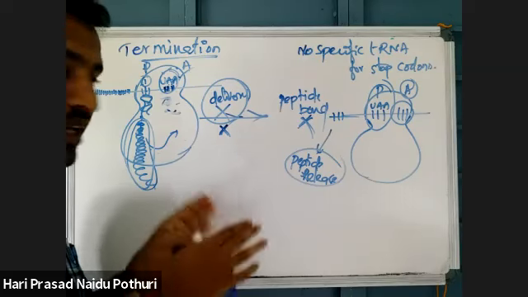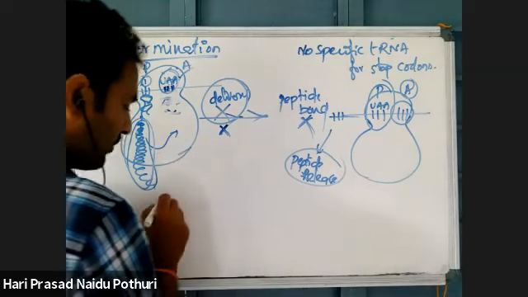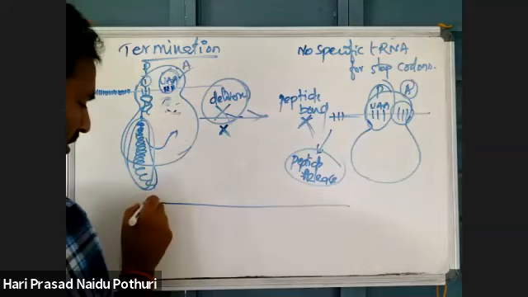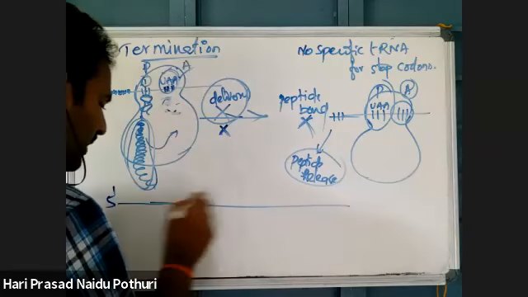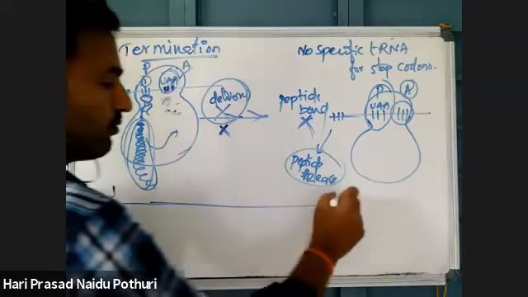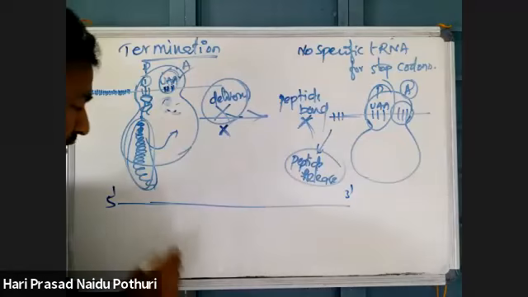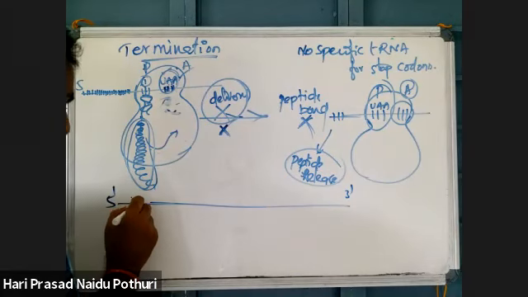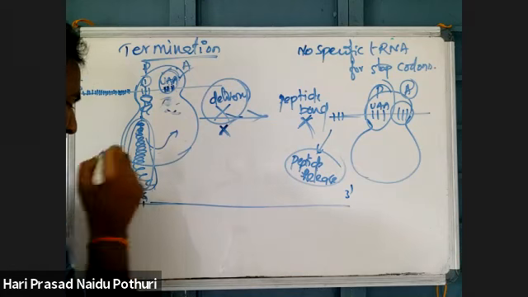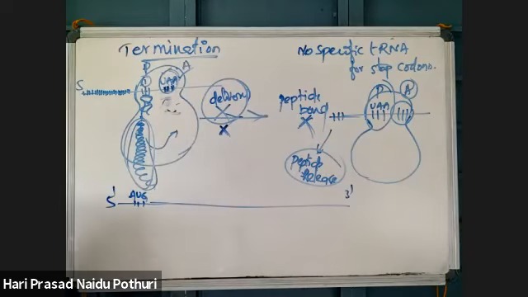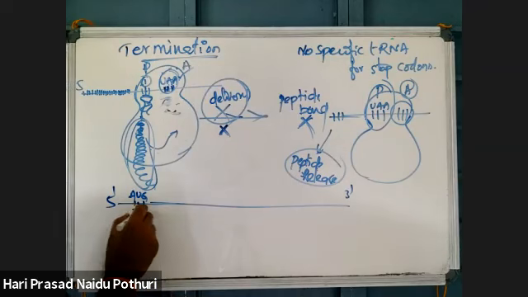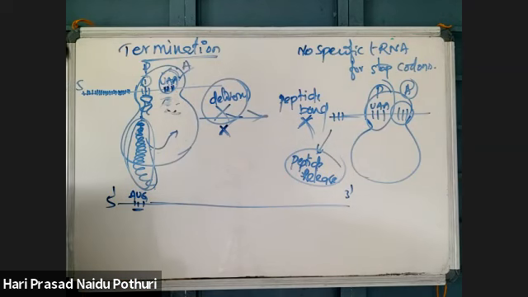Translation process there it will stop. Suppose here a long mRNA with many genes are there. Let us assume somewhere there is a sequence called AUG. As the AUG sequence is here, protein synthesis will start here.